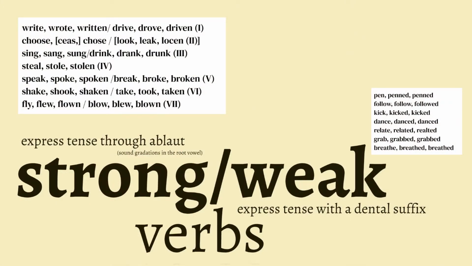And when Old English is looking at verbs, it separates its verbs, without necessarily calling them this, into strong and weak verbs. This has nothing to do with whether the verbs are powerful or flimsy. Again, these are two words that historical linguists use that have other meanings in other contexts, but here they just mean something morphological, right? What they mean here is whether the verb's tense is expressed with a dental suffix or through sound gradations in the root vowel, what we call ablaut.